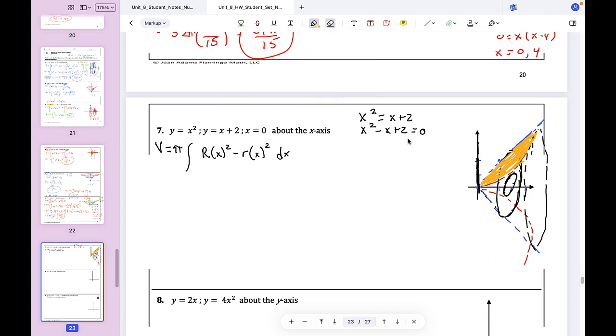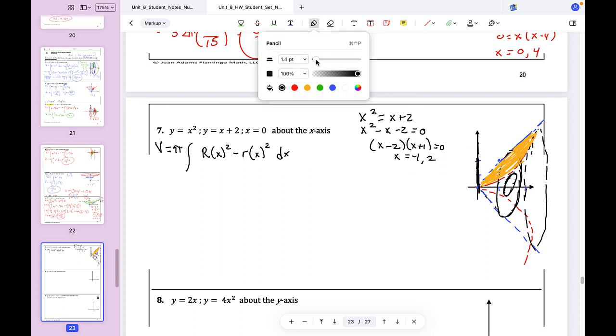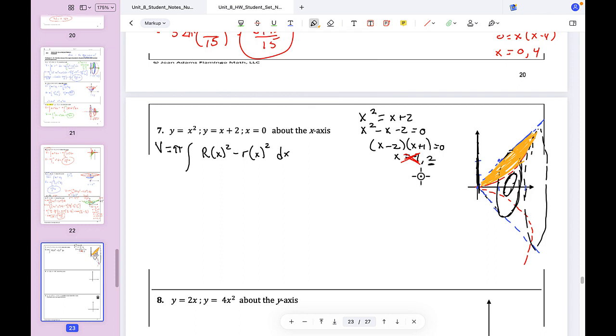Oops, x minus 2, sorry. This one we would factor: x minus 2 times x plus 1 equals 0. So we're looking at x equals negative 1 or positive 2. Since we're only in the first quadrant, this x equals negative 1 is not going to be considered. So I'm actually looking at x equals 2. So these two curves intersect at 0 and at 2.